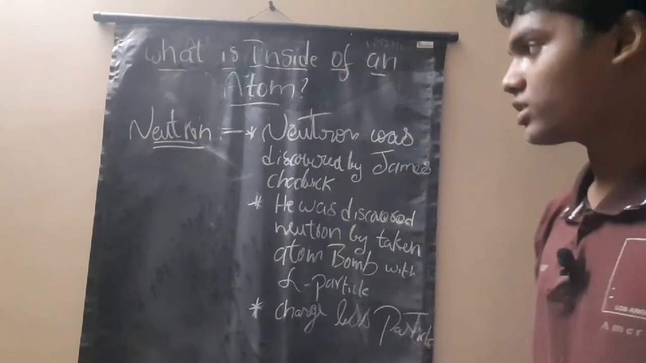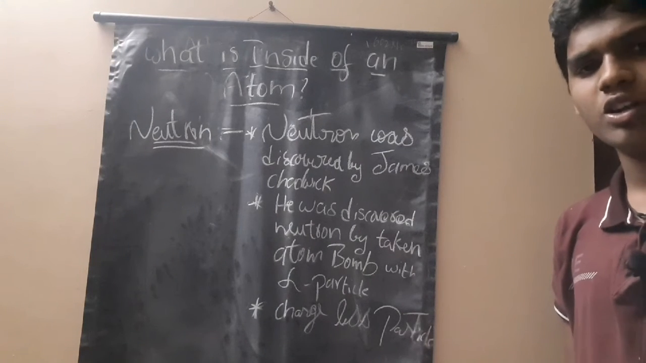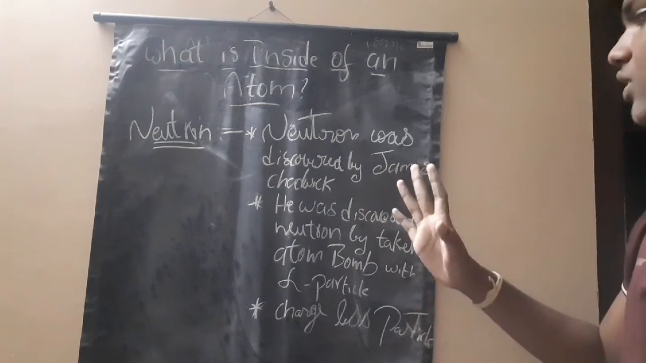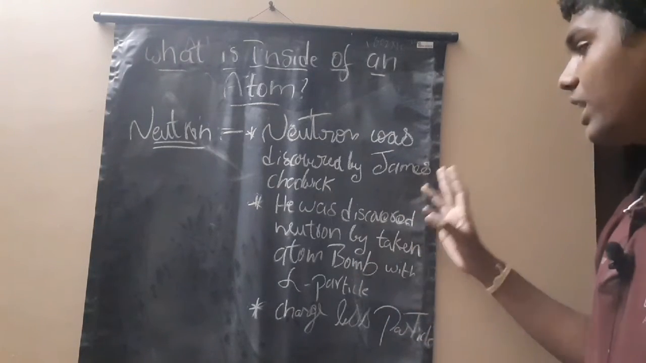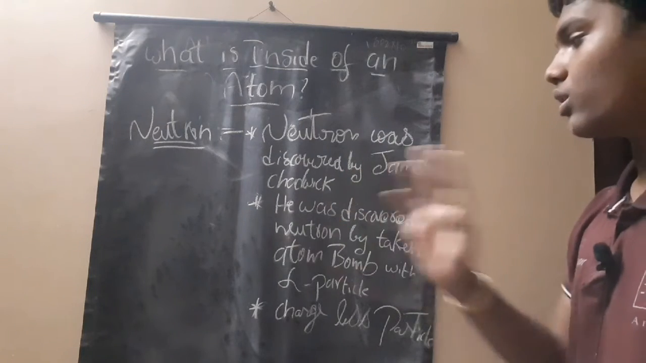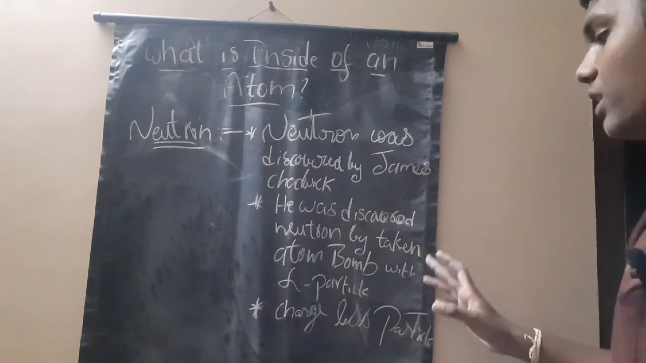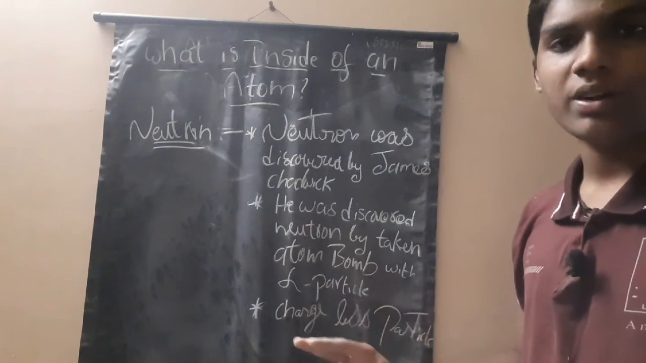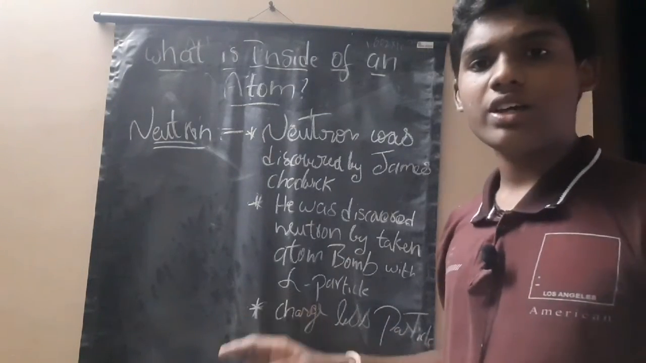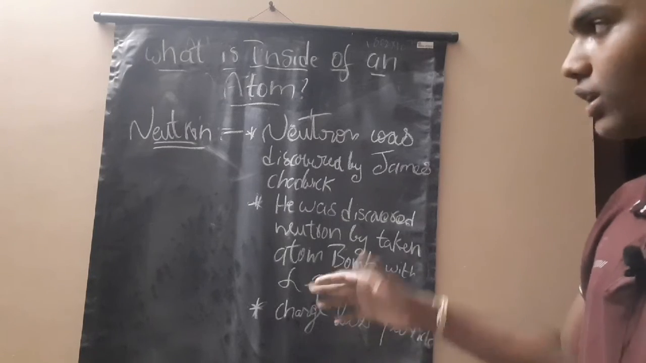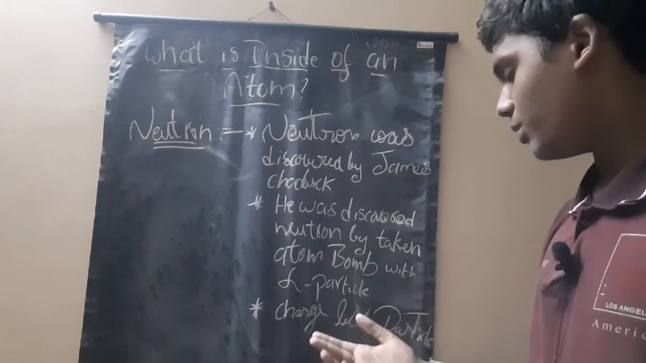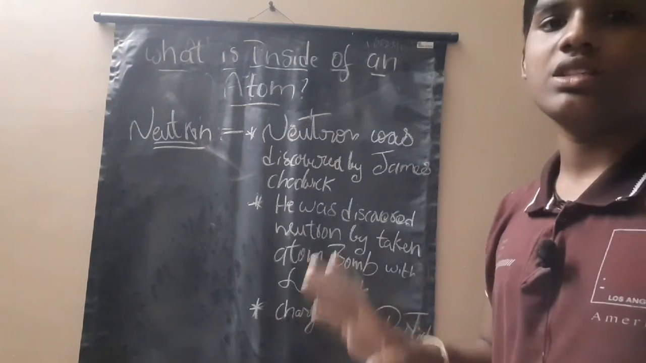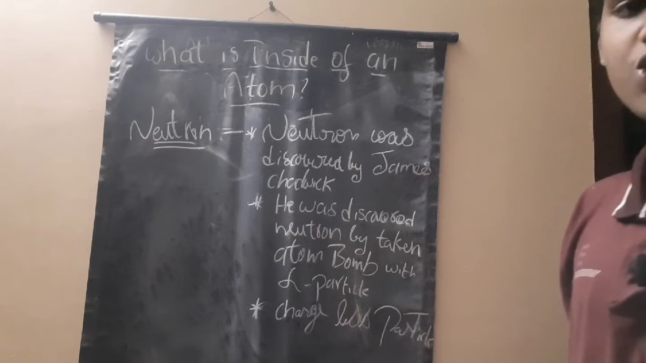Now we will discuss the neutron, the third subatomic particle present in the atom. First of all, who discovered the neutron? The neutron was discovered by James Chadwick. He discovered the neutron by bombarding atoms with alpha particles. This symbol denotes the alpha particle, which we can learn about in Rutherford's atomic model after the subatomic particles are completed. The neutron is a chargeless particle, meaning the charge of the neutron is 0.